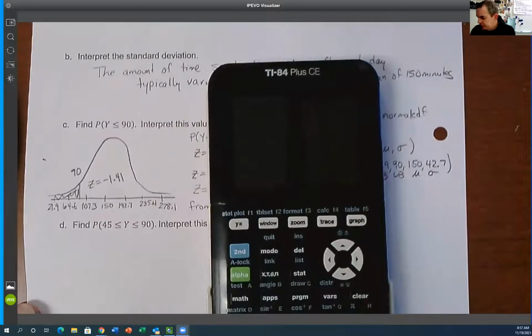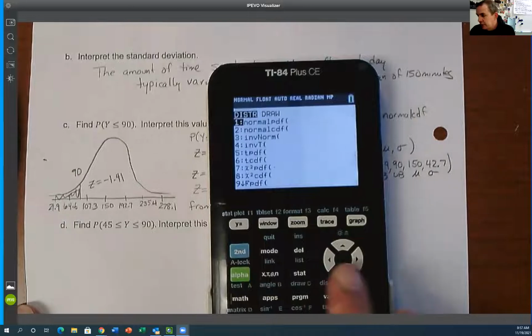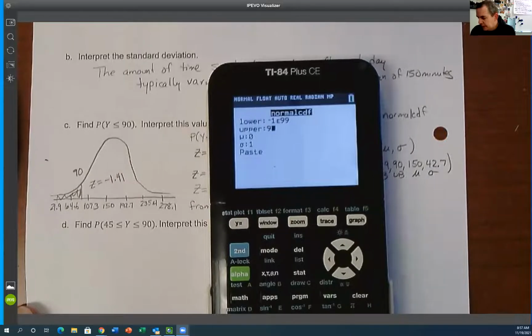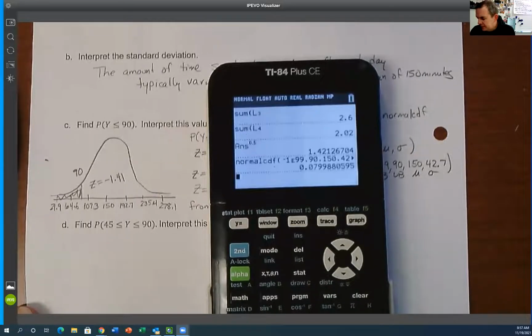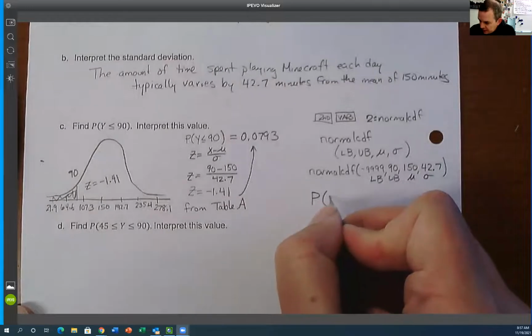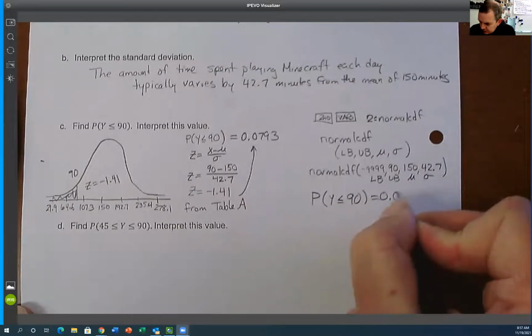So now what I'm going to do is go to second vars. I'm going to go to number 2. My lower bound is a real small number. My upper bound is 90. We've got a mean of 150. We have a standard deviation of 42.7. We're going to paste that in, and it tells me it's 0.07999. So this tells me the probability that y is less than or equal to 90 is 0.0799.